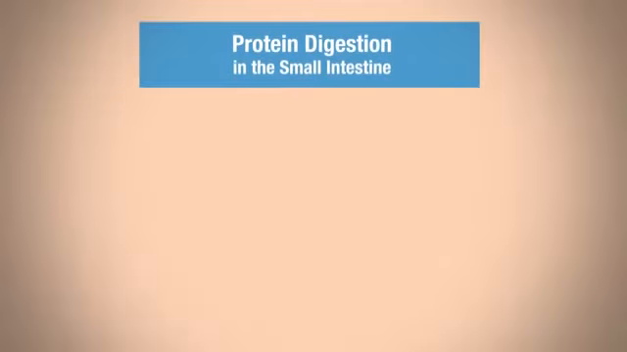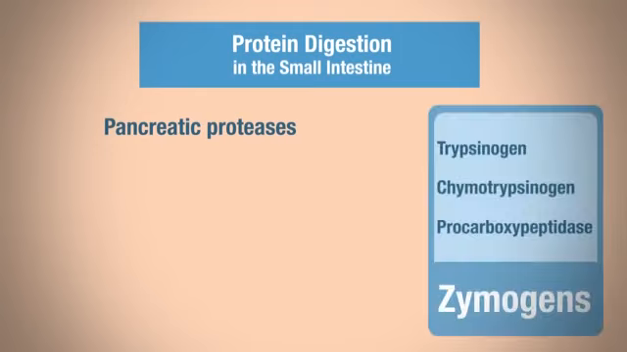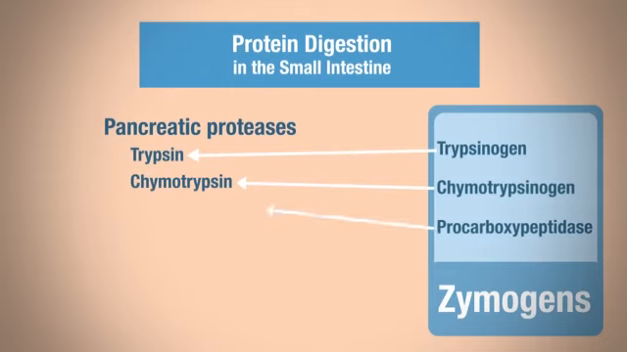Protein digestion also occurs in the small intestine, and that involves pancreatic proteases. Earlier I described to you the zymogens. And I said that those zymogens were trypsinogen, chymotrypsinogen, and procarboxypeptidase. Those are made by the pancreas. These are all inactive forms of the enzyme, or in other words, they're precursor enzymes. Trypsinogen is a precursor to trypsin. Chymotrypsinogen is a precursor to chymotrypsin. Procarboxypeptidase is a precursor to carboxypeptidase.